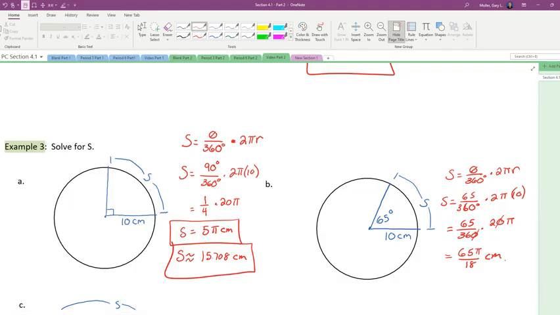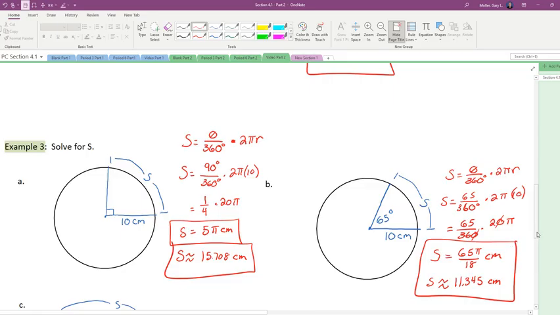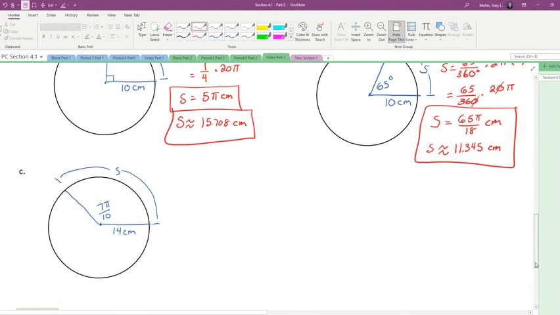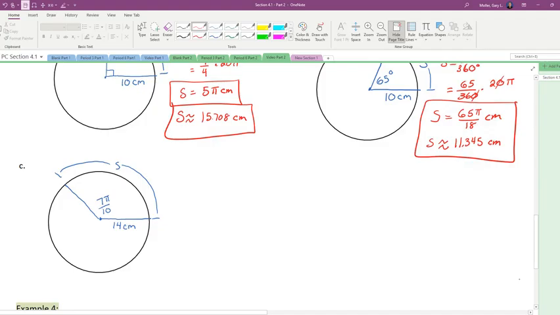which, if I grab my calculator, I get 65 divided by 18 times pi. So this is the exact answer, and the approximate answer is around 11.345 centimeters. And we'll do one more for good measure. Except this time, you'll notice I've given you the angle measure in radians.